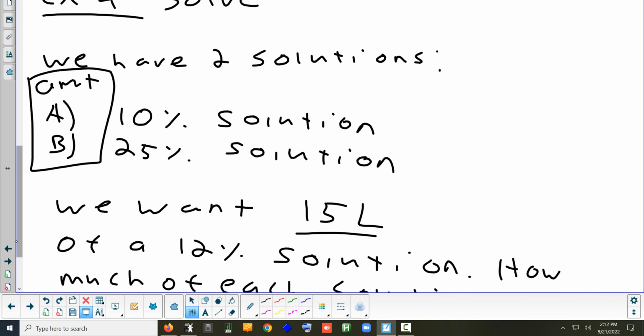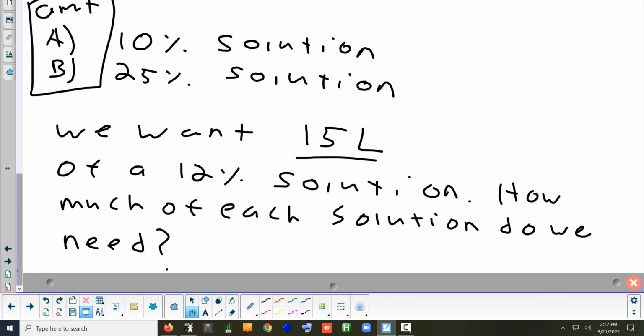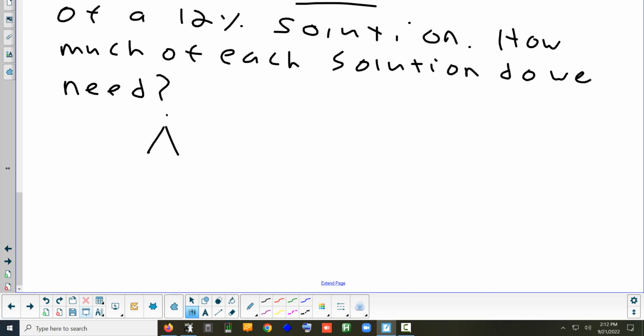So amount 1 is A. Amount 2 is B. So when you mix together A and B, by adding them up, you're going to take this many liters of solution 1, this many liters of solution 2, and when you add them together, you want a total of how much? 15. That's it. That's your first equation.